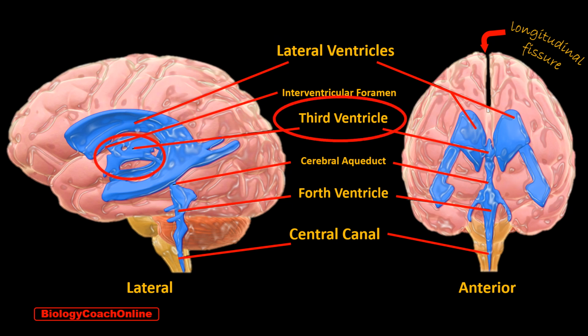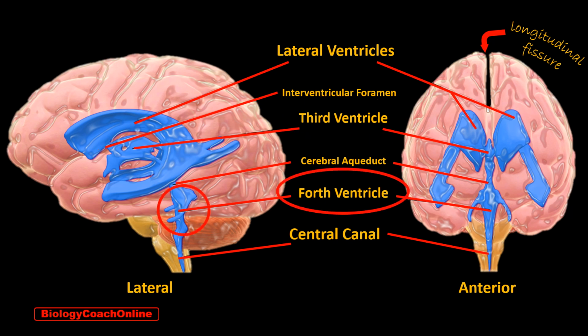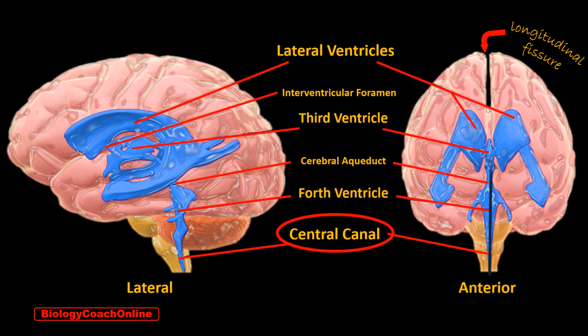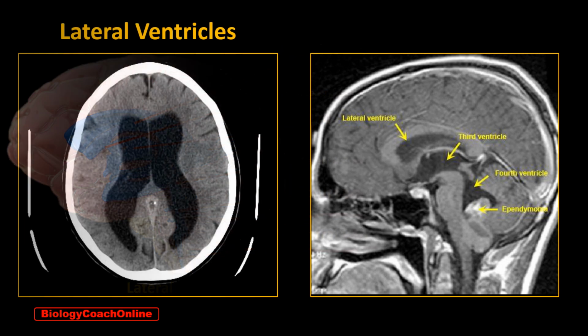Now you can see in the front how narrow the third ventricle really is. Your fourth ventricle is here. In the frontal, you can see how the central canal of the spinal cord is connected via the fourth ventricle to the third ventricle in the cerebrum proper.